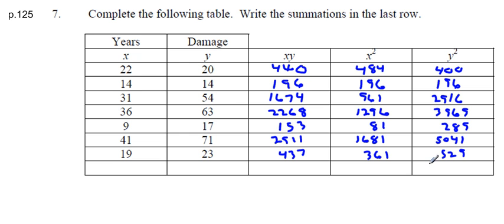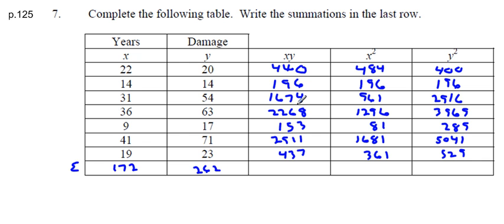Okay, now the last thing we're asked to do is write the summations in the last row. So in the last row, sometimes we'll see this sigma next to that, showing that this should be the sum of all the numbers above. So if we add all these x's up, we get a value of, let's see here, 172. If we add all these y's up, we get a value of 262.